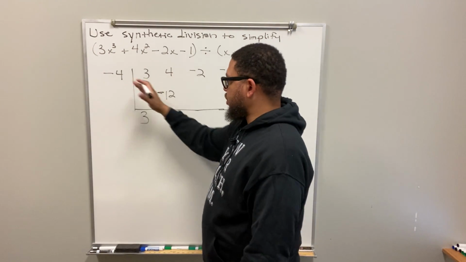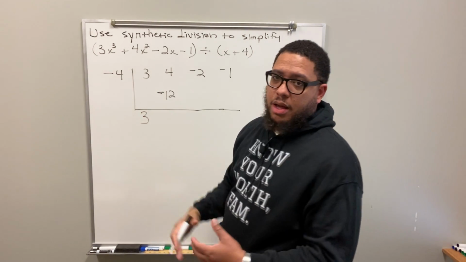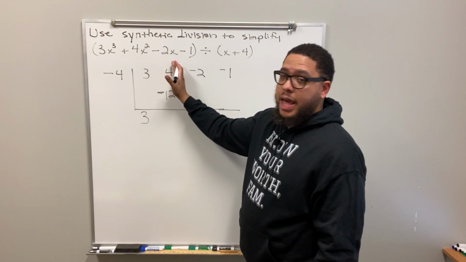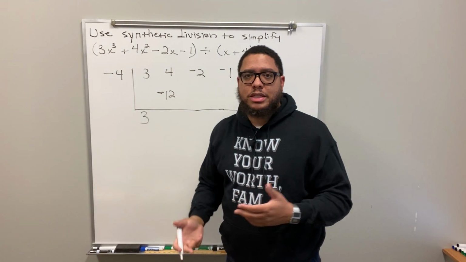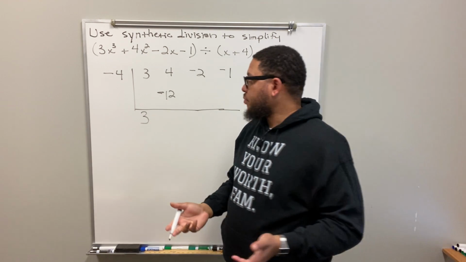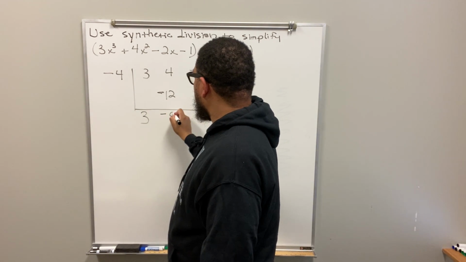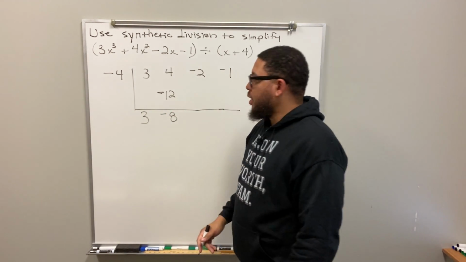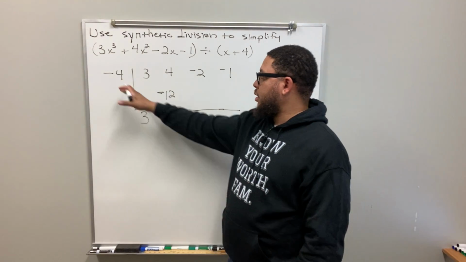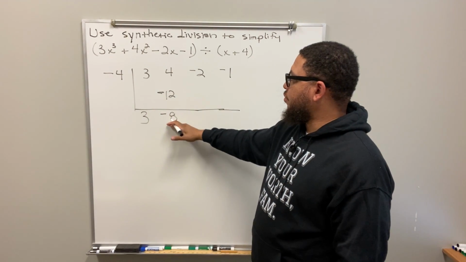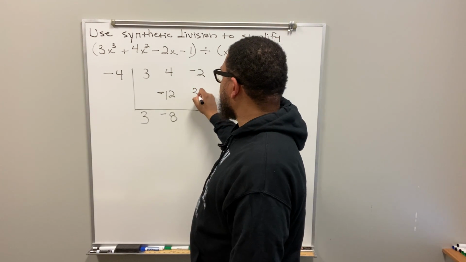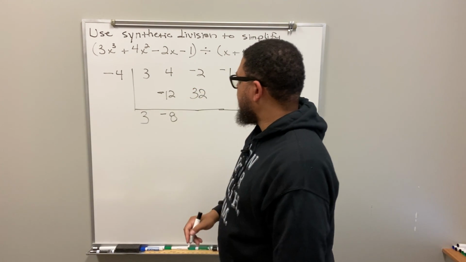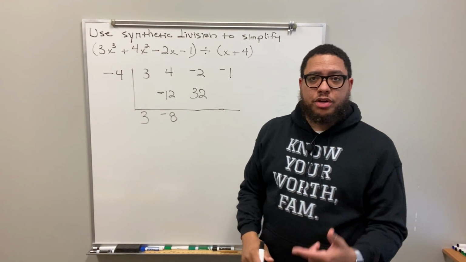Now again, I just multiply diagonally. So now I repeat the pattern. I'm going to add vertically. 4 plus negative 12, which is the same thing as saying 4 minus 12, which is going to be negative 8. All right? Now I'm going to multiply diagonally again. Negative 4 times negative 8 gives me positive 32. I put that in the next column, like that. Now I'm going to add vertically again.